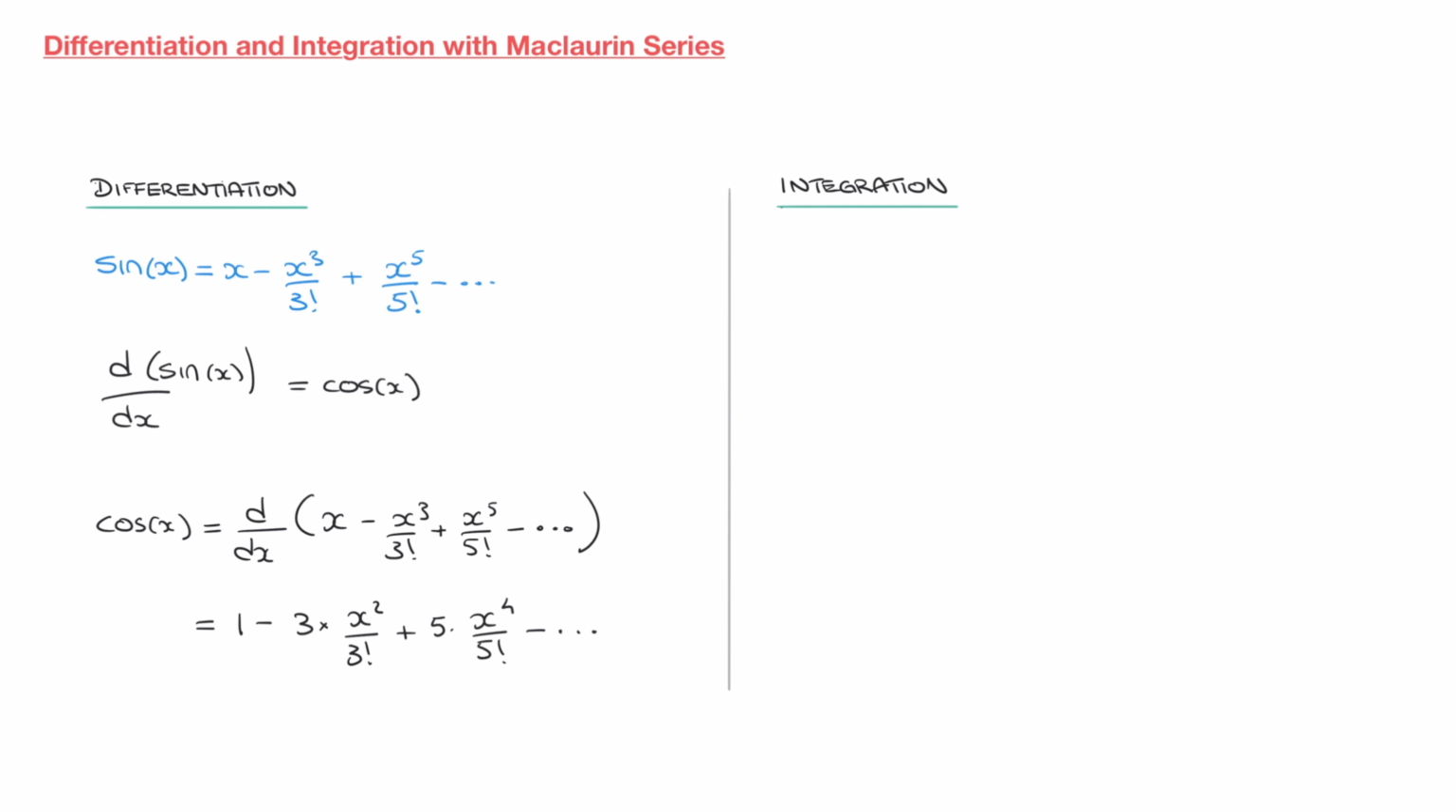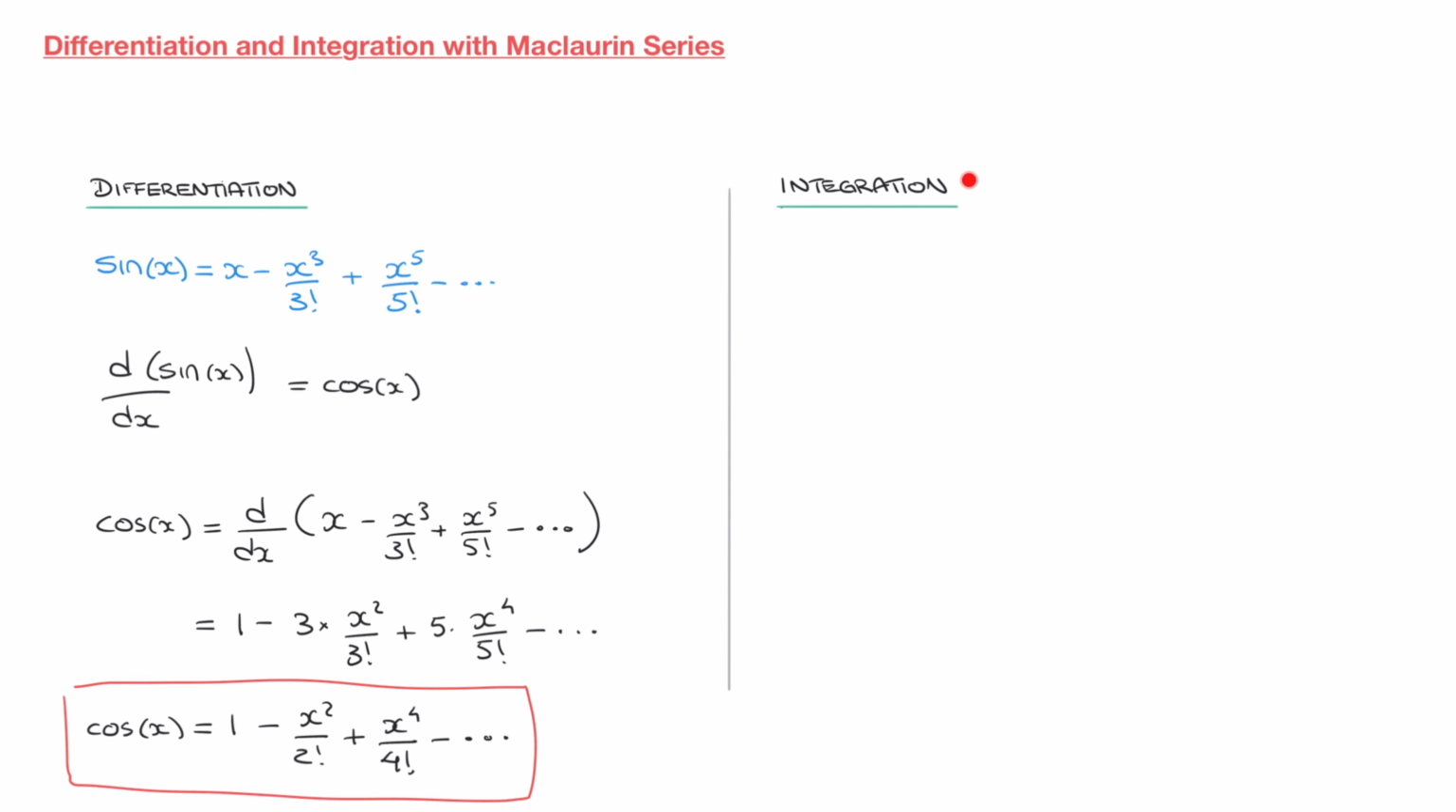Now we have 3 over factorial 3, for which the 3's cancel out, leaving us with a factorial 2. And for this term right here, we have 5 over factorial 5, for which the 5's cancel out, leaving us with factorial 4. And so after simplification, we quickly find that the Maclaurin series for cosine of x is equal to 1 minus x squared over factorial 2 plus x to the power of 4 over factorial 4, and of course it carries on that way. And we're done. Okay, what about integration?